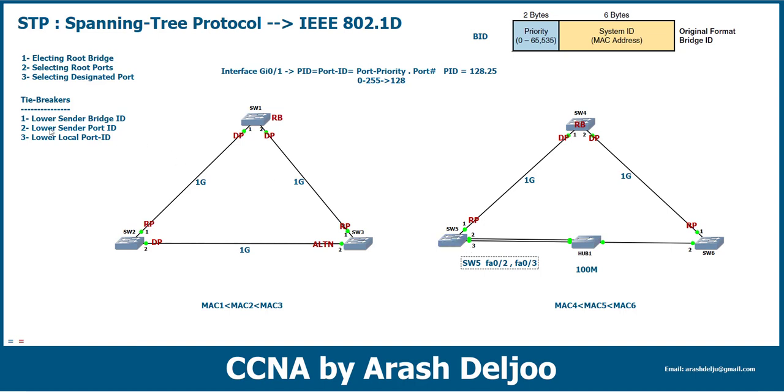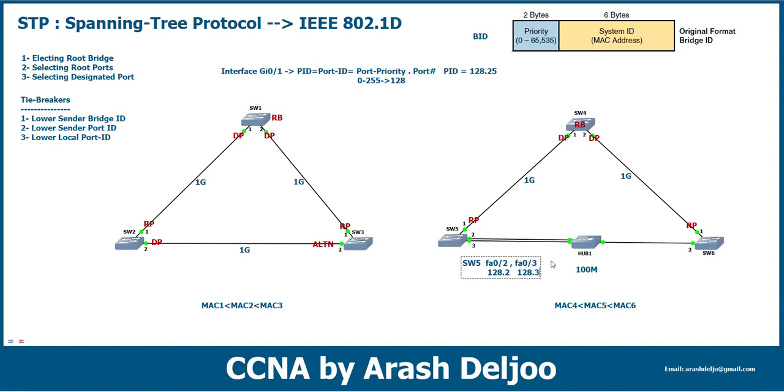Then the next criterion about the tiebreaker is the lower sender port ID. And after that, the lower local port ID. The last tiebreaker can be useful here: the lower local port ID. The port ID of port 2 is 128.2, you know it. And the port ID of FastEthernet 0/3 is 128.3.